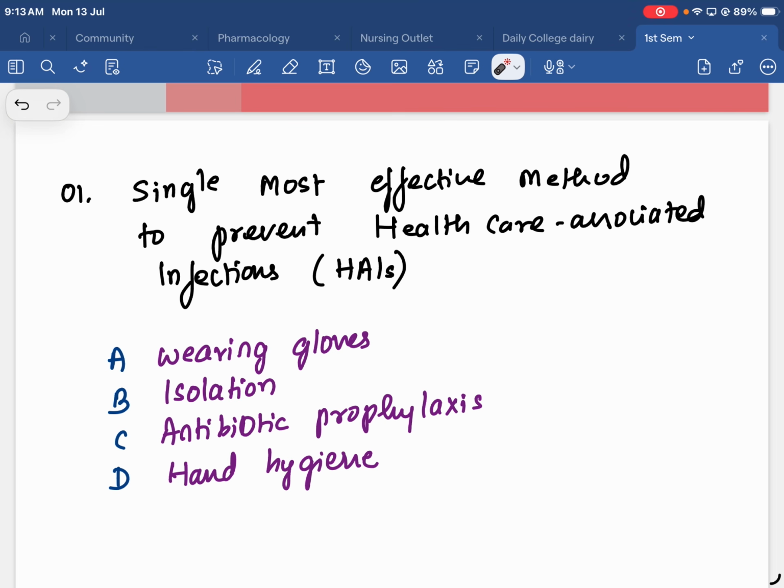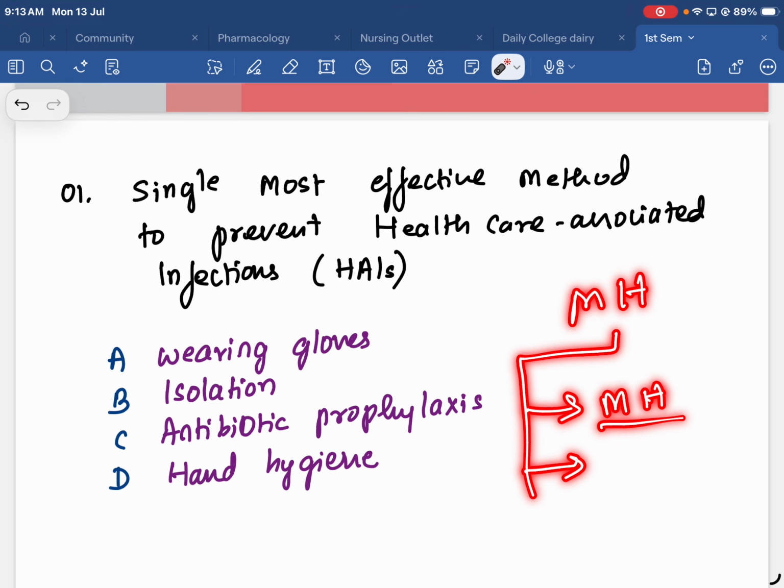Hand hygiene, right? Hand hygiene is the correct answer and the first attempt to prevent infections, which every healthcare provider does. Wearing gloves comes after hand hygiene. In hand hygiene there are two important types, medical hand washing and surgical hand washing. Under medical hand washing we also see two things: hand washing itself, and hand rub.